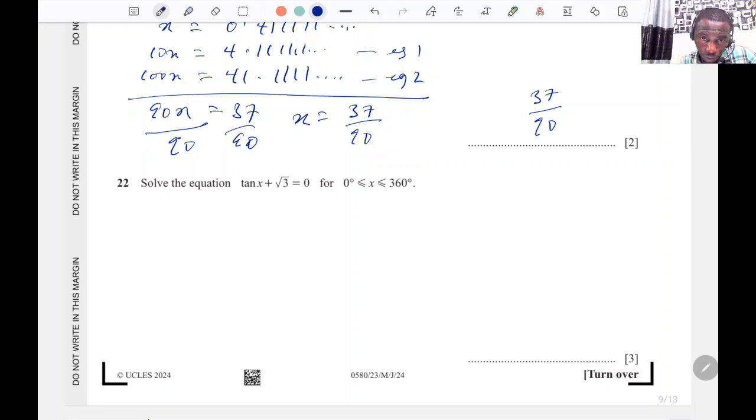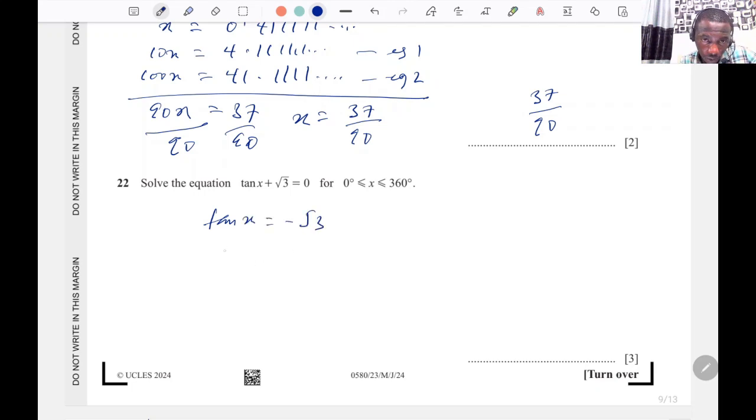Question number 22 says solve the equation. So first of all, we make it to be non-homogeneous. We have tan x plus root 3 equal to 0, for 0 degrees less than or equal to x less than or equal to 360. So we have our tan. We can say that our root 3 can cross over the equal sign. So I have tan x is equal to minus root 3.